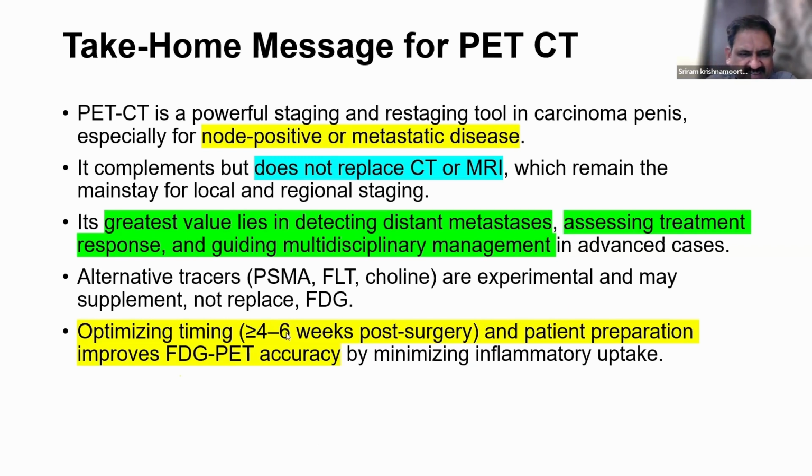And when you do, we'll be optimizing the timing. That is 4 to 6 weeks after surgery. After you do a primary treatment, 4 to 6 weeks later you do it, because you want to minimize the inflammatory uptake. So you wait for a minimum of at least a month before you do a PET-CT.